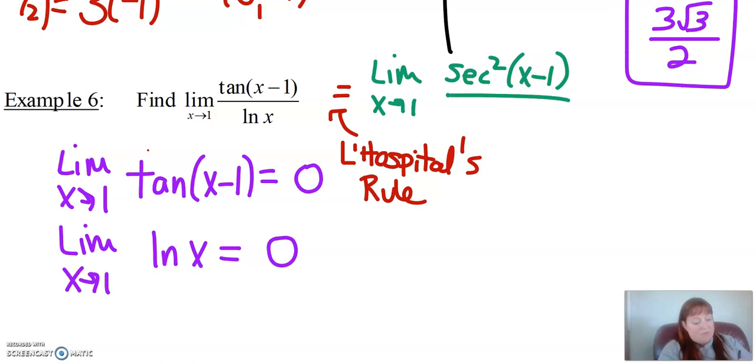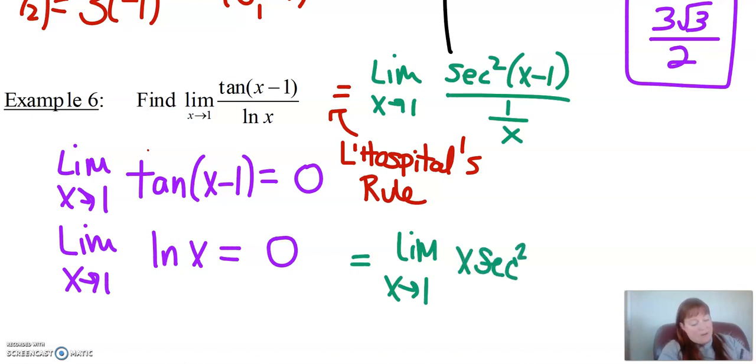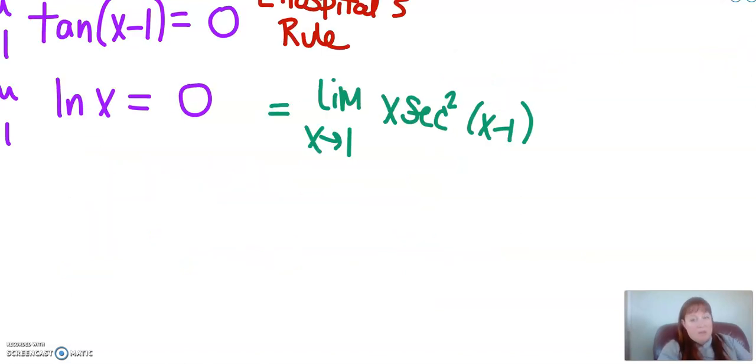And what's the derivative of ln of x? It's 1 over x. Okay, so I end up with the limit as x approaches 1 of x secant squared of x minus 1. Okay, so now we're going to plug in 1. Actually, the limit as x approaches 1, we're just going to say that's 1 times secant squared of 0. Okay, what's secant squared of 0?